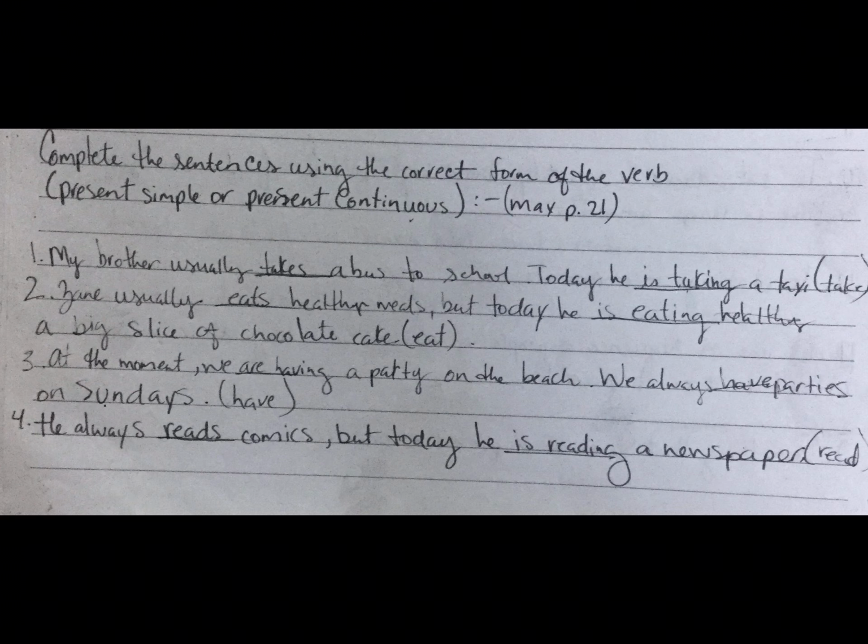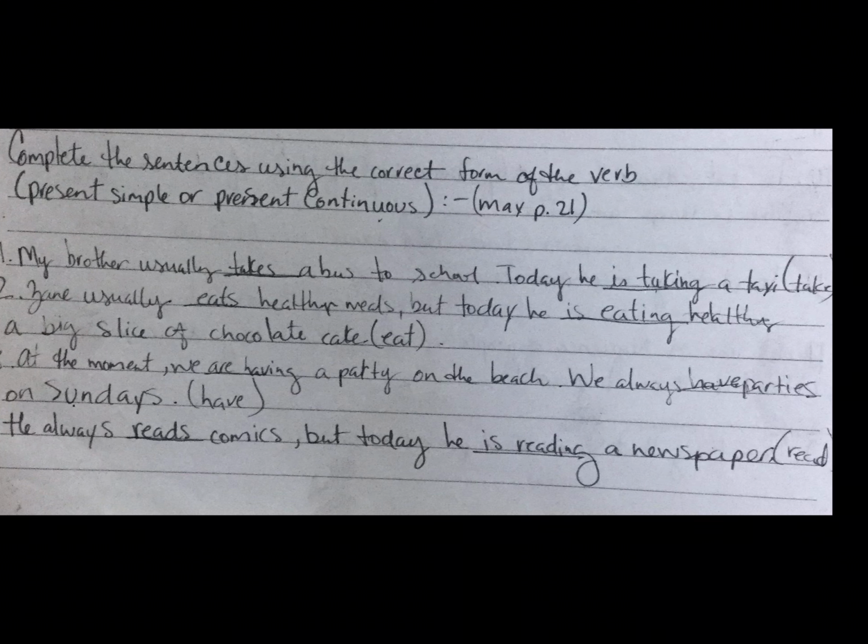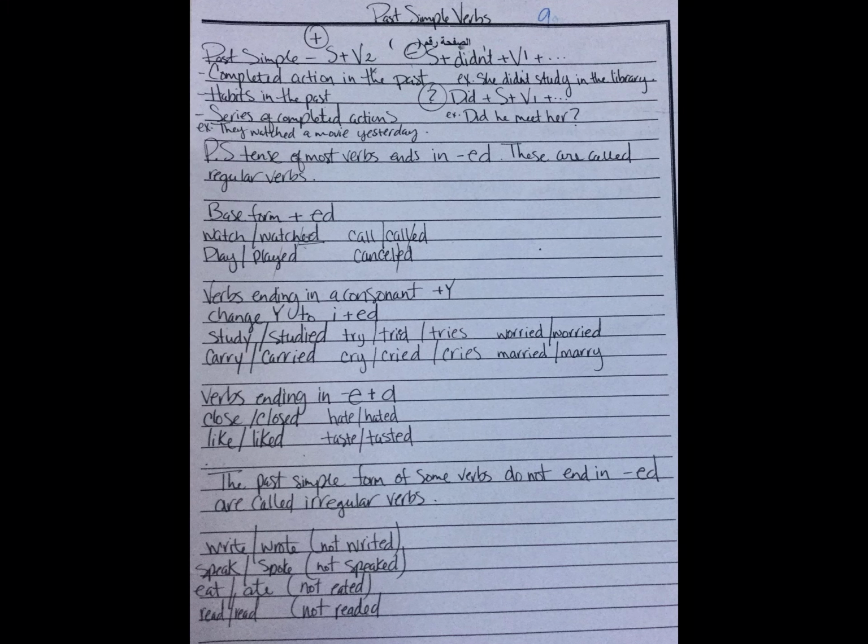So take a quick look at this. And here we have the past simple verbs. Just a refreshment of the past simple. I know you've already taken this, but I just like to add it in case some of you don't remember it. We know that the past simple is subject plus the verb two for the positive sentences. For the negative, subject plus didn't plus verb one. And for the question, did plus subject plus verb one.